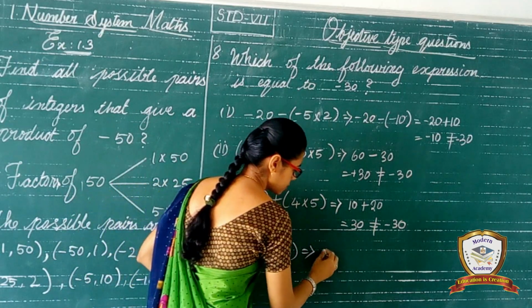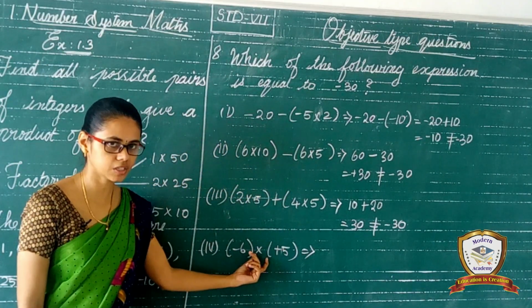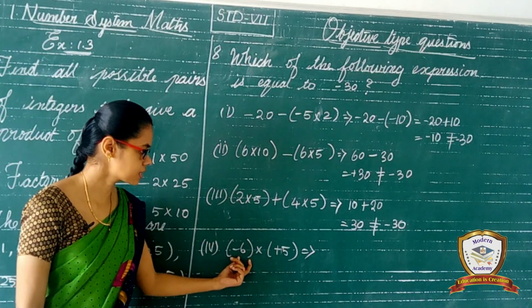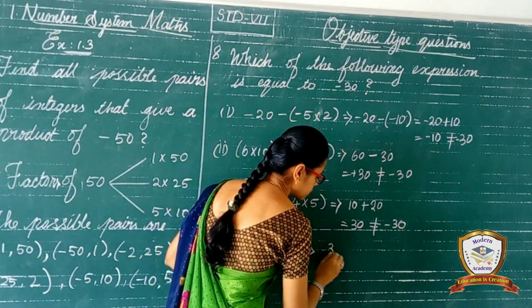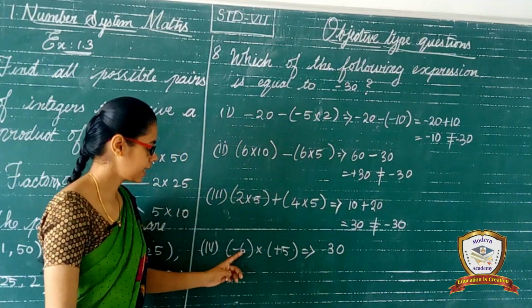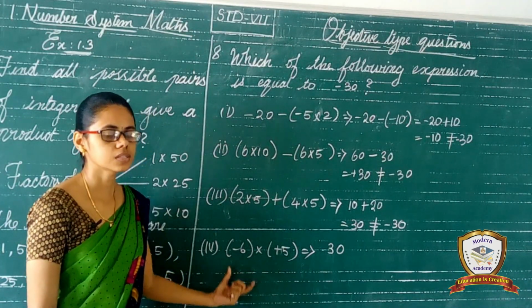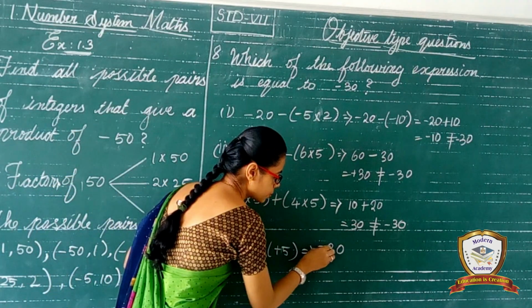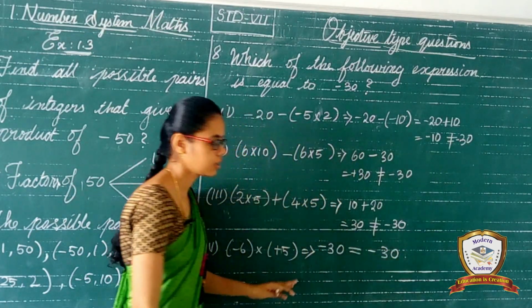Minus 6. Okay, see, in the center, it is multiplication, no. So in multiplication, first of all we want to multiply the numbers. 6 fives are 30, right? And different sign. So different sign means we need to mention the sign minus in our answer. So minus 30. So it is equal to minus 30, right?